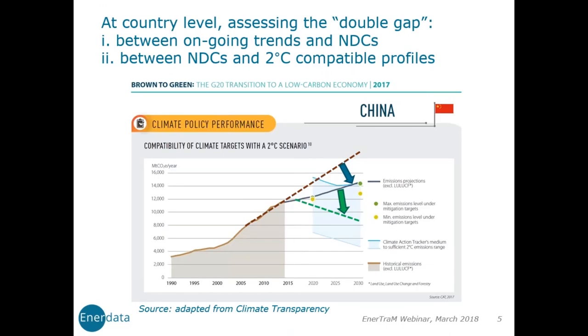The following slide illustrates the same type of issue, but at a country level. We took the China case from Climate Transparency. We see the two gaps: first, between the trends and the nationally determined contribution of China. Second, the gap between the nationally determined contribution of China and the 2 degree compatible scenario for China, that would imply a reduction of total emissions by 2020 or shortly after 2020. So we have this double gap between trends and commitments and 2 degree compatible trajectories.